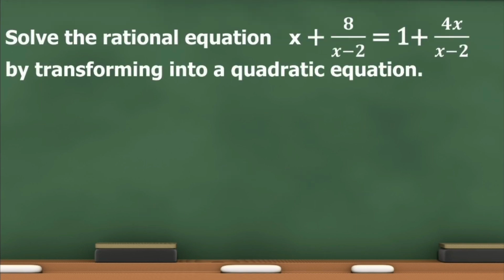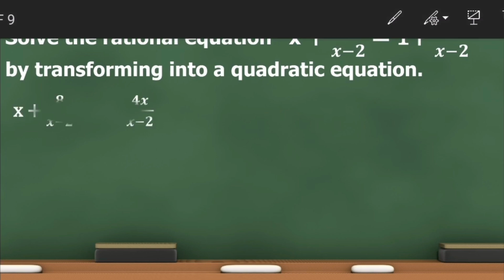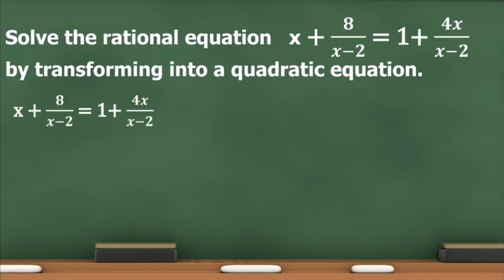Okay, number 2 example. Solve the rational equation x plus 8 over x minus 2 is equal to 1 plus 4x divided by x minus 2 by transforming into a quadratic equation. So, kunin natin class yung kanyang least common denominator. So, ang kanyang LCD is x minus 2.